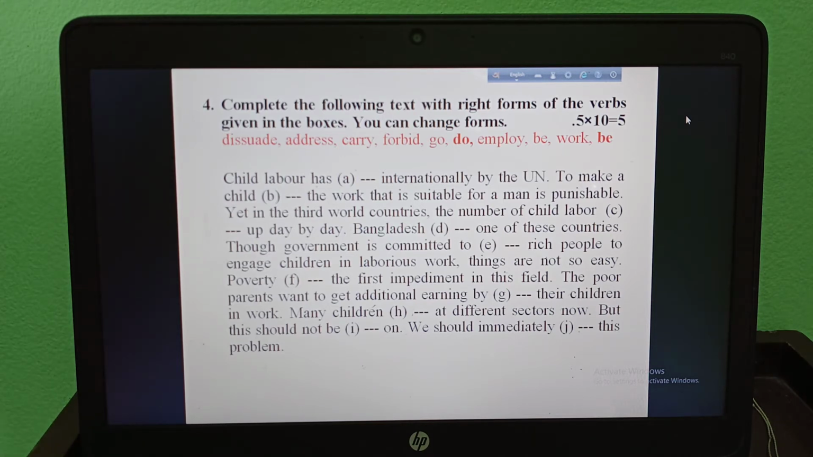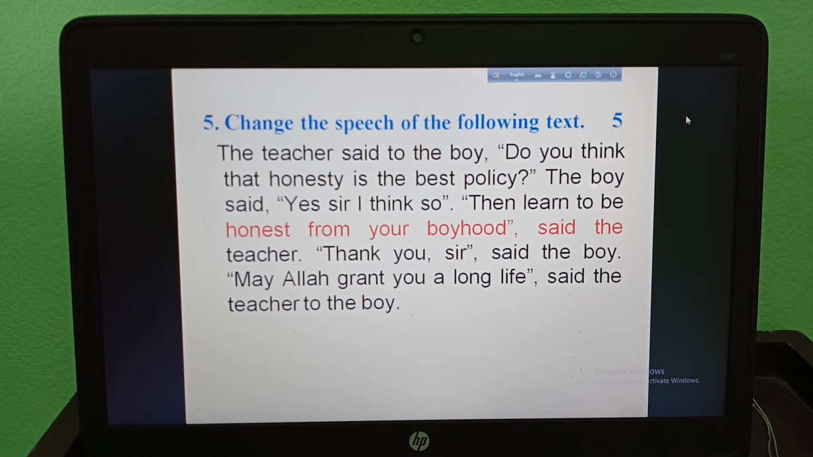So learners, there are some options here, or words here, verbal words, and you have to put them rightly or correctly. Question number 5, change the speech of the following text, because it is a narrative question, or changing narration from direct speech to indirect speech, and you will get the rules of changing gradually if you enjoy my regular class.